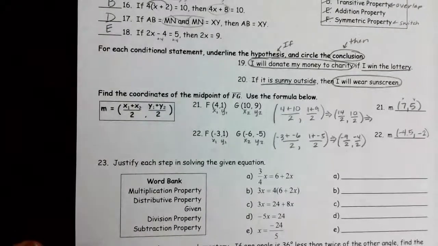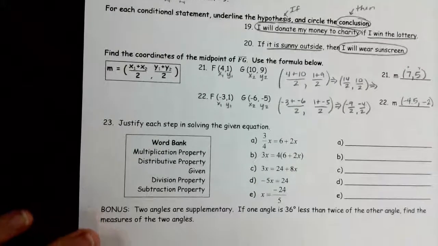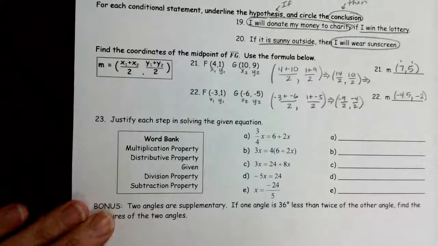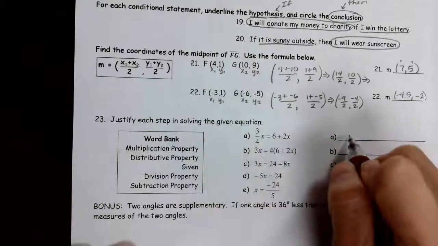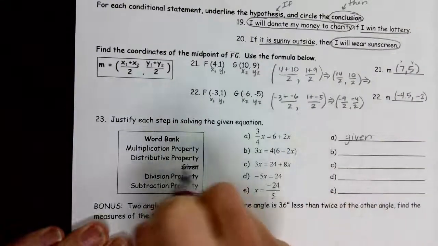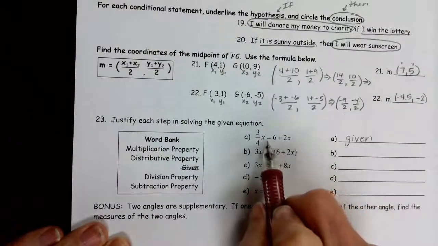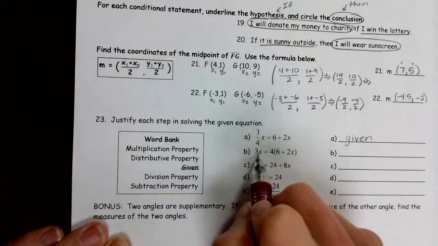Okay. Taking a look at that bottom part says justify each step in solving the equation. Okay, so this is our example of a proof. The first step is always what we're presented with. We call this the given information. From here, I'm going to ask you, well, how did they get from step A to step B? How did they get from 3/4 to 3?